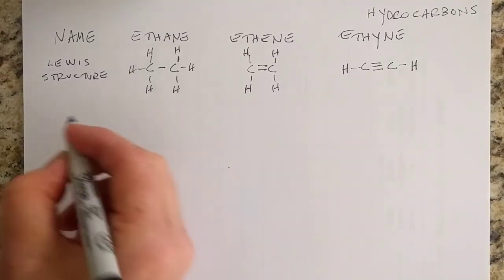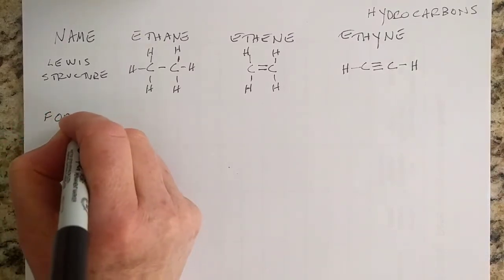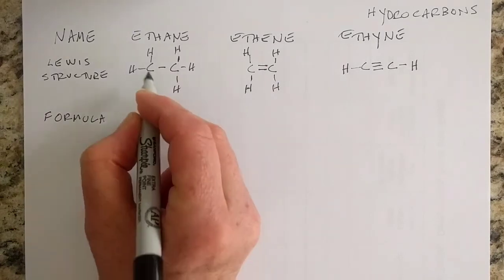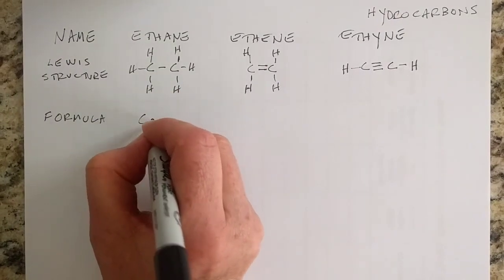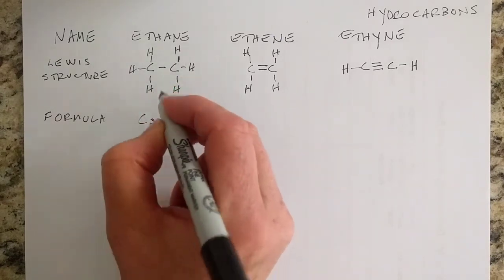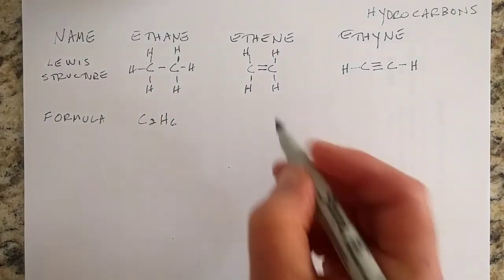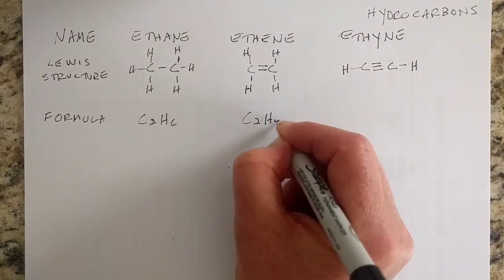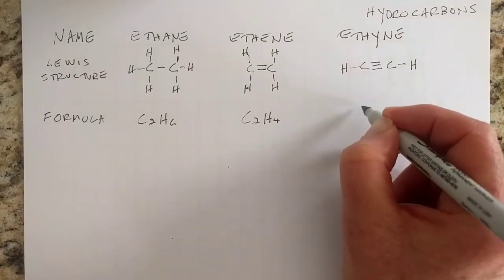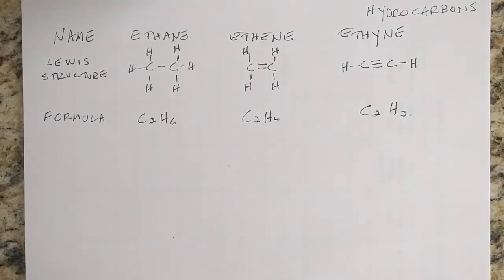All right, so now let's write the formula for each of these hydrocarbons. So we just count up the atoms in our molecule. So we have C2 and 1, 2, 3, 4, 5, 6, H6 for ethane. For ethene, we have 2 carbons and 4 hydrogens. And for ethyne, we have 2 carbons and 2 hydrogens.